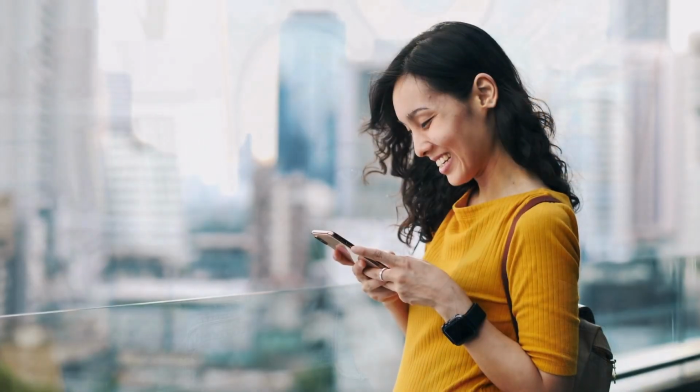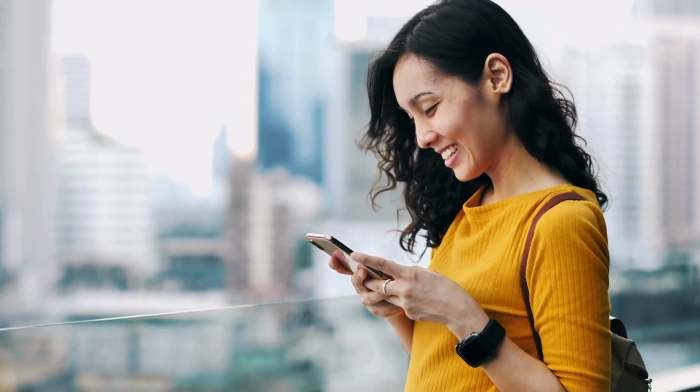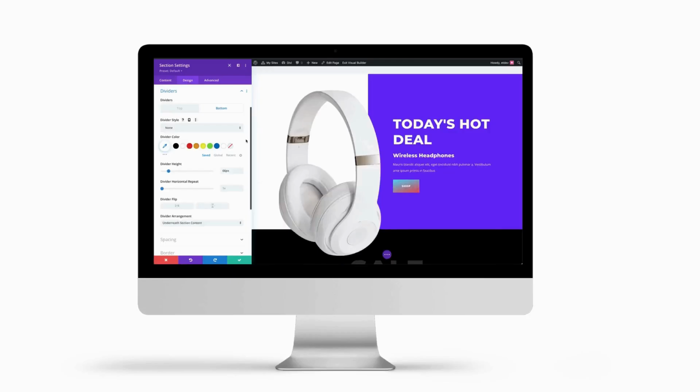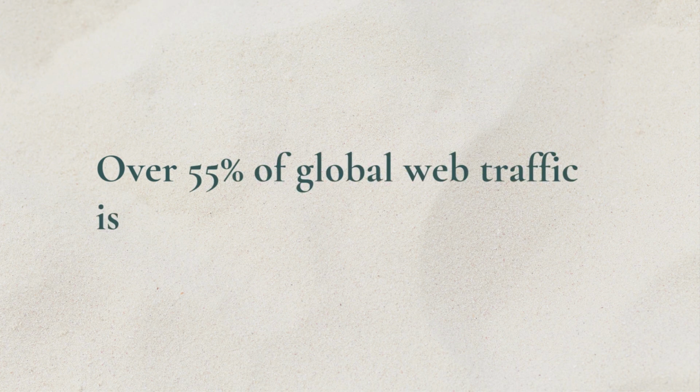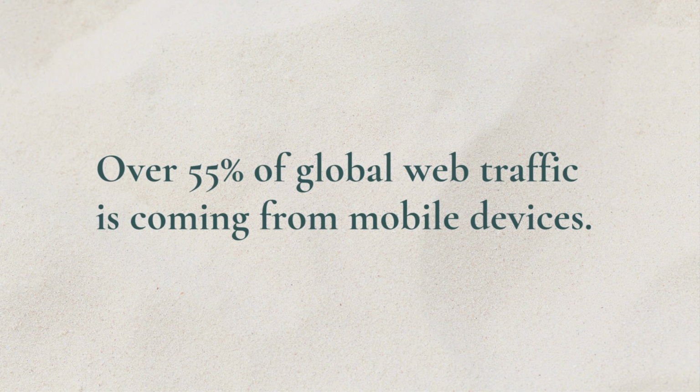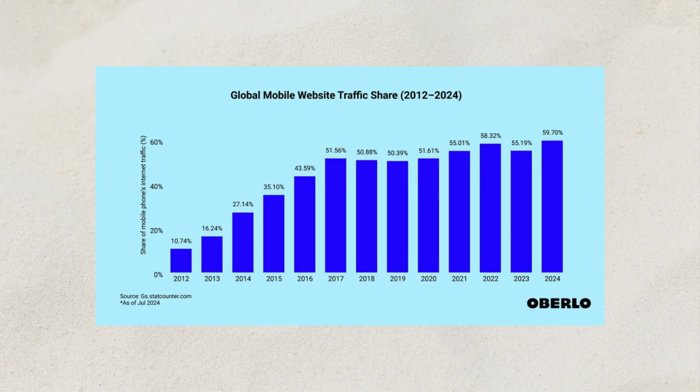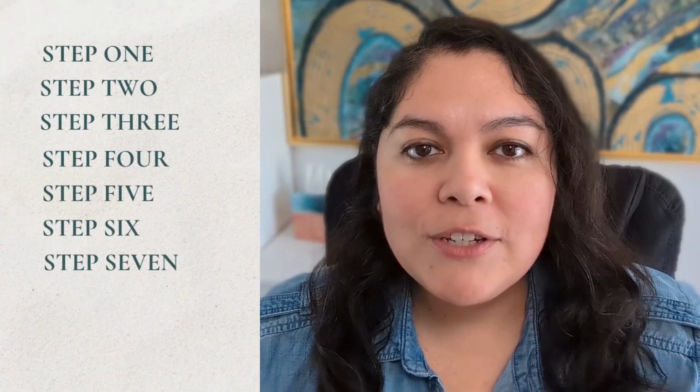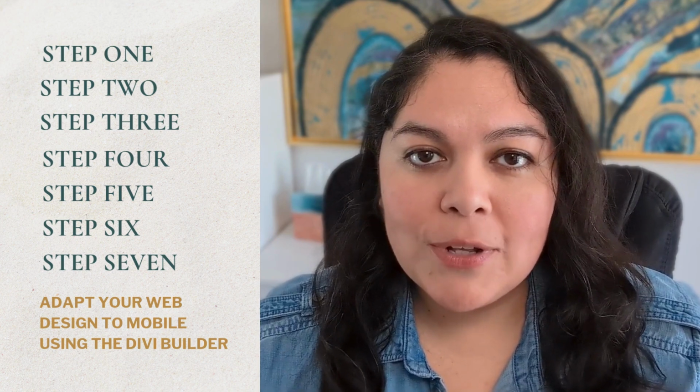I'm Rachel, owner of Rayrock Design, and today we're diving into one of the most important aspects of modern web design, making sure your website looks great on mobile and tablet devices. And we're going to do it using the Divi builder. With over 55% of global web traffic coming from mobile devices in 2024, if your website isn't optimized for mobile, you're missing out on a huge part of your audience. So whether you're building a personal blog or an e-commerce site or a portfolio site, ensuring your design is responsive and adapts seamlessly to different screen sizes is absolutely critical. That's why I've created this video, where I go over how to use the Divi builder to adapt your design to mobile and tablet screens.